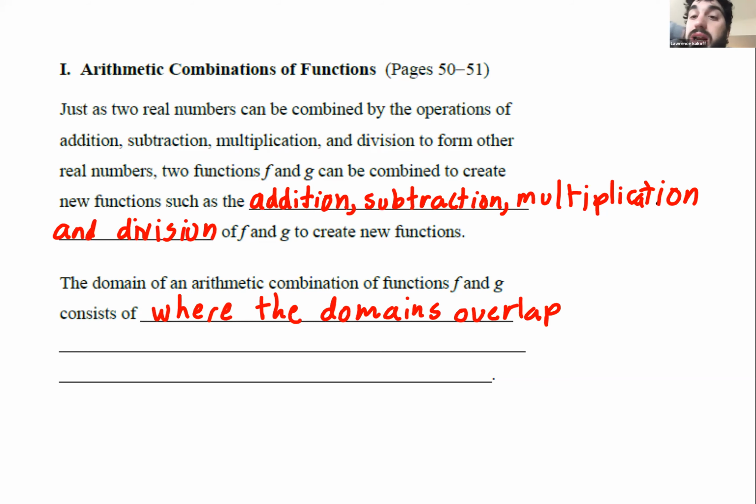So those of you that just got in, we just started the notes. I have fixed your attendance, so thank you for being here.